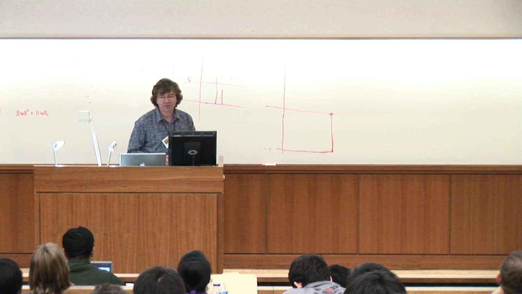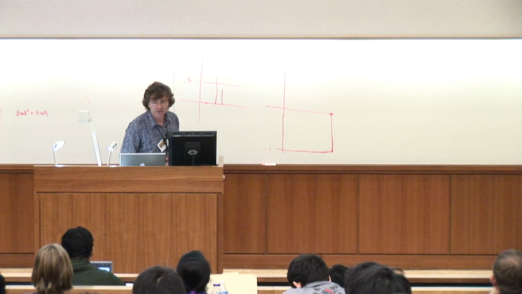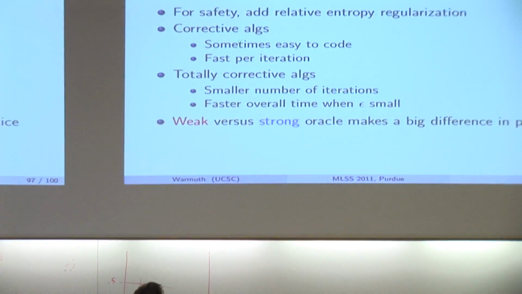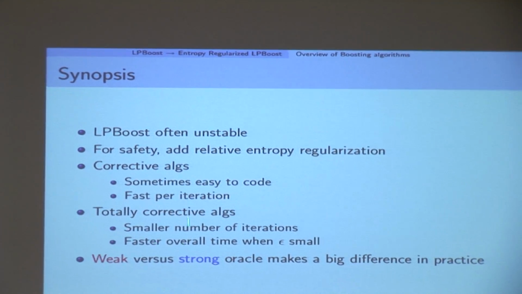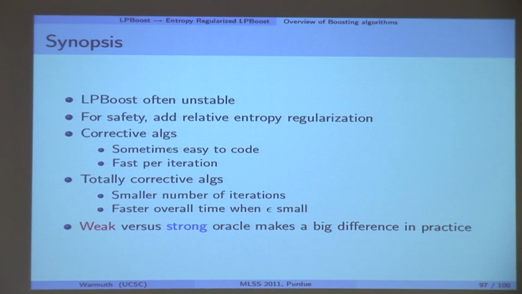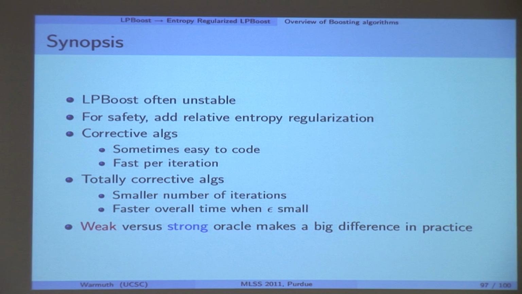Okay, so the synopsis is that AdaBoost is often unstable, right? For safety, add relative entropy regularization. The corrective algorithms, they are easy to code. AdaBoost is the easiest, but it doesn't maximize the hard margin. But with a little bit more effort, you can maximize the hard margin and so forth, and get corrective algorithms that do basically everything in terms of the bounds. In practice, the totally corrective ones are much better. They have smaller number of iterations. Sometimes they are faster overall time when epsilon is small.